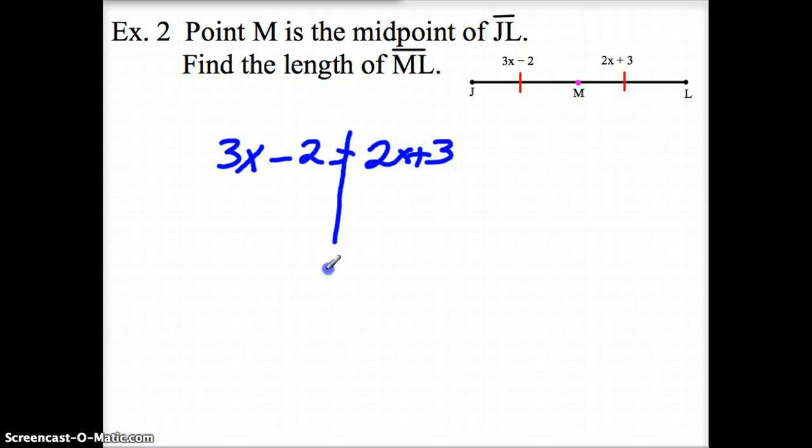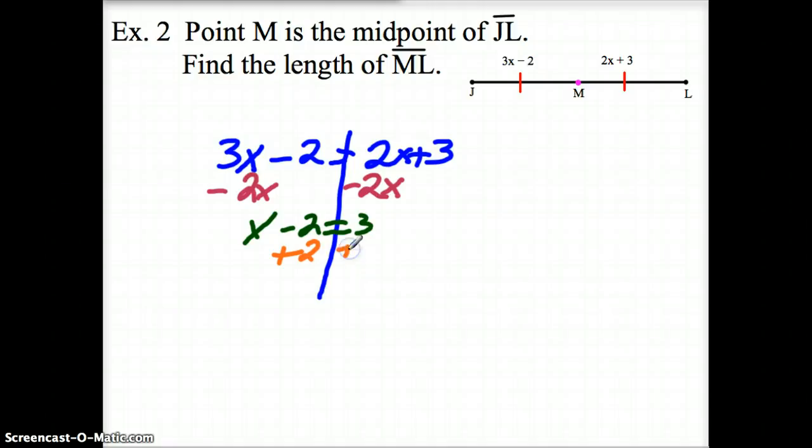I'm going to draw my line through my equal sign, just like we did way back in algebra, and do some inverse operations. So to get my x's on the same side, I'll subtract 2x from each side. That leaves me with x minus 2 equaling 3. Add 2 to each side. And x equals 5.